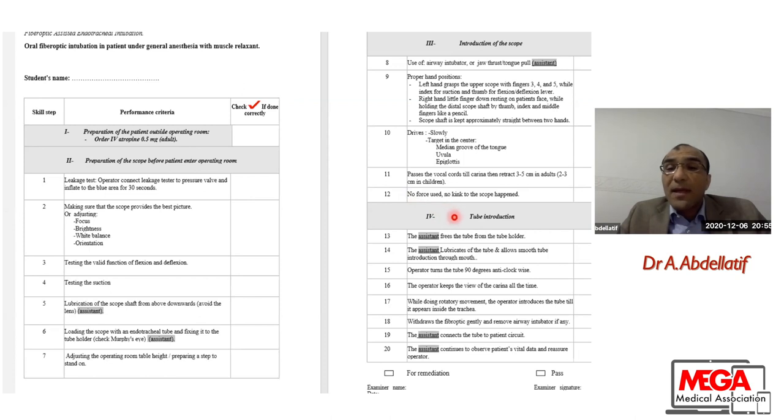Then after that, we have to do tube introduction. The assistant will free the tube from the tube holder. The assistant lubricates the tube and allows smooth introduction of the tube through the mouth. The operator turns the tube 90 degrees anti-clockwise, and this is a tip, and we will know after a while why this rotation is important. The operator keeps the view of the carina, or the bifurcation, all the time. Then we will go gently with the tube, and the assistant will help me also to connect to the patient circuit, and the assistant continues to observe the patient's vital signs and reassure the operator.